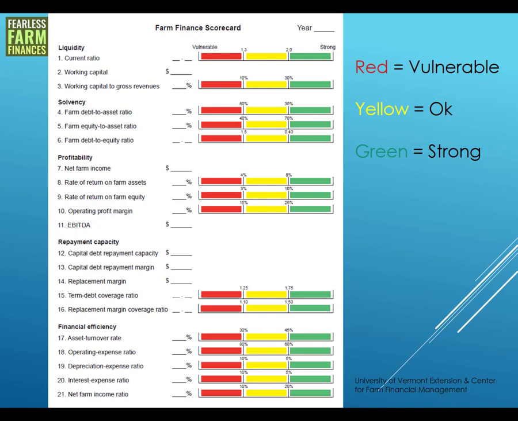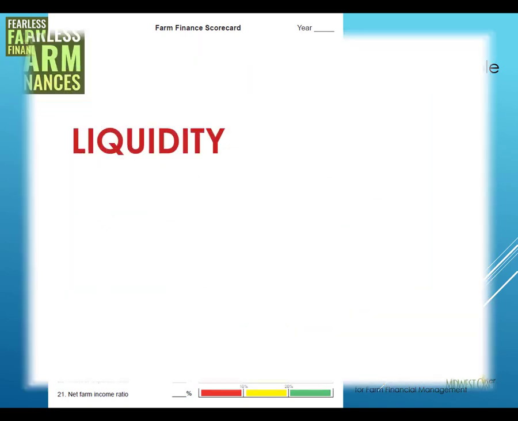And so just remember, this is the Farm Finance Scorecard. It was put together by the University of Vermont Extension and the Center for Farm Financial Management at the University of Minnesota. Red means you're vulnerable, yellow means you're okay, and green means you're strong. And I will always challenge you to have this. Especially at the end of the year, you pull this out and you see where you're at. And during the year, if you're updating your balance sheet, you can pull it out and track your trends. But anyways, that's the Farm Finance Scorecard.